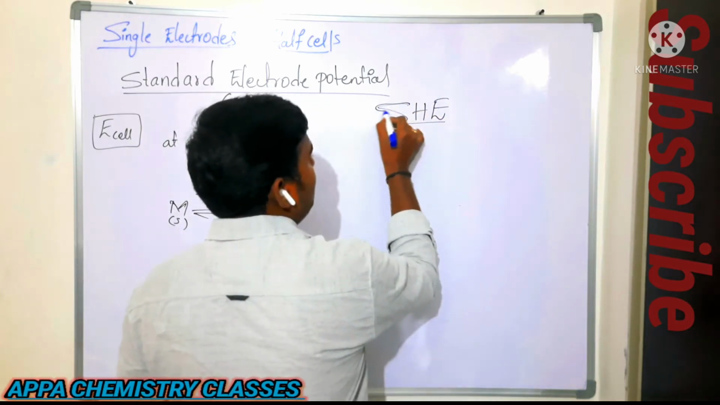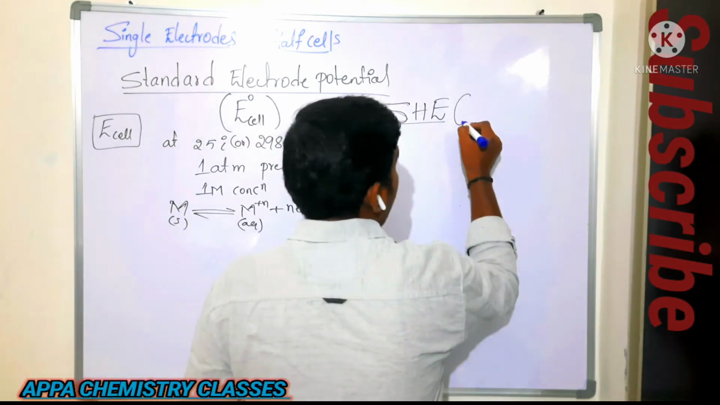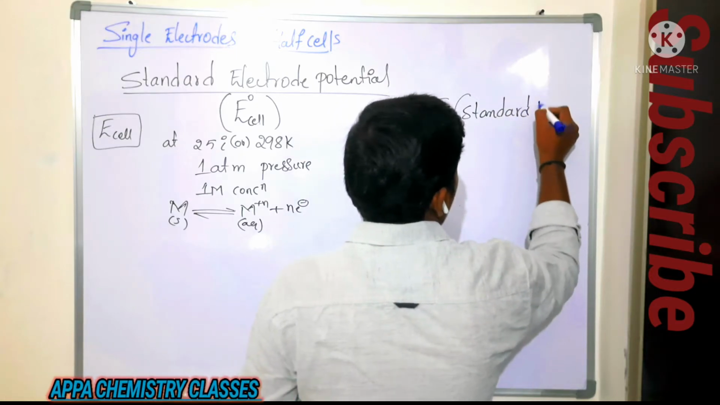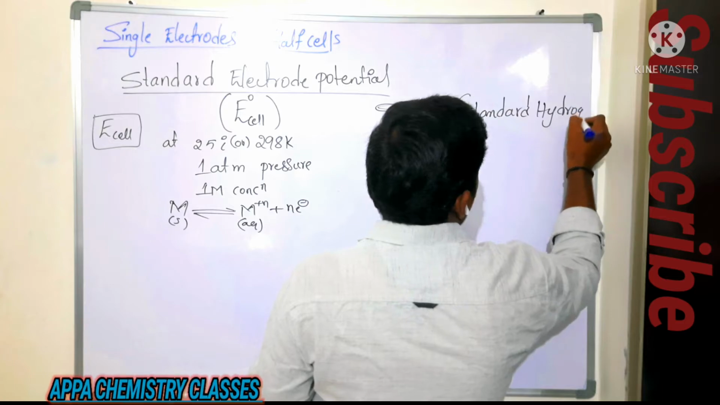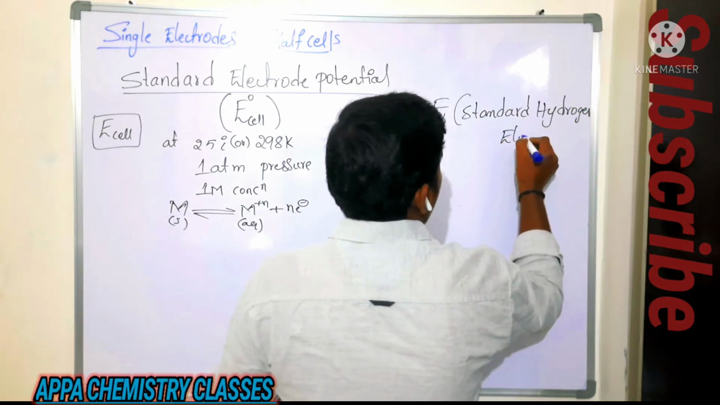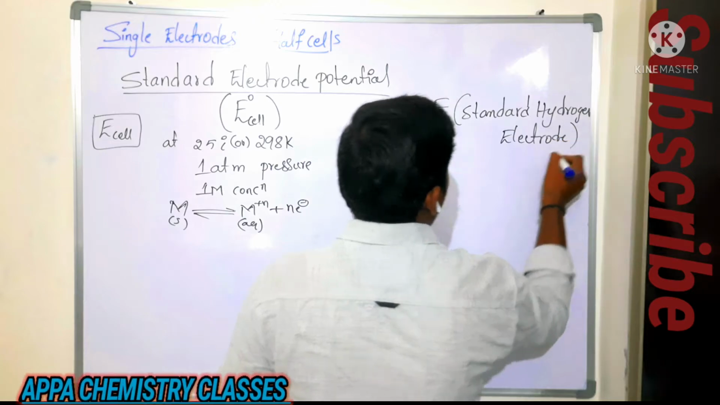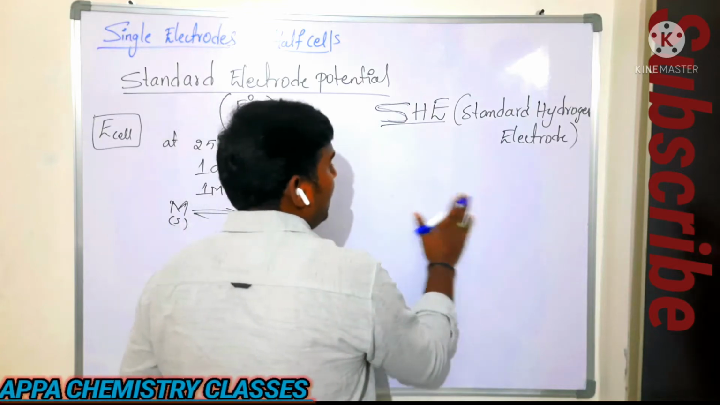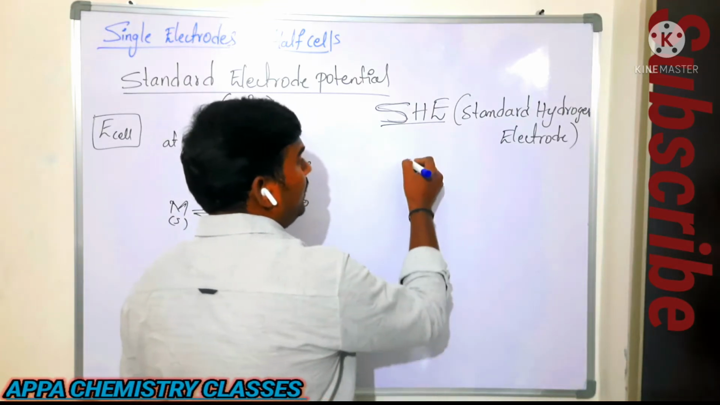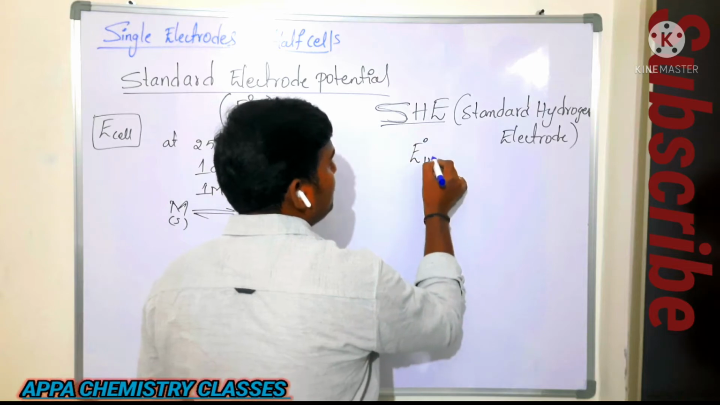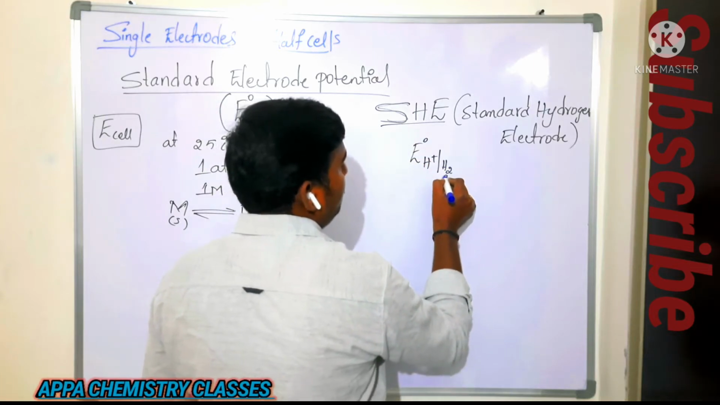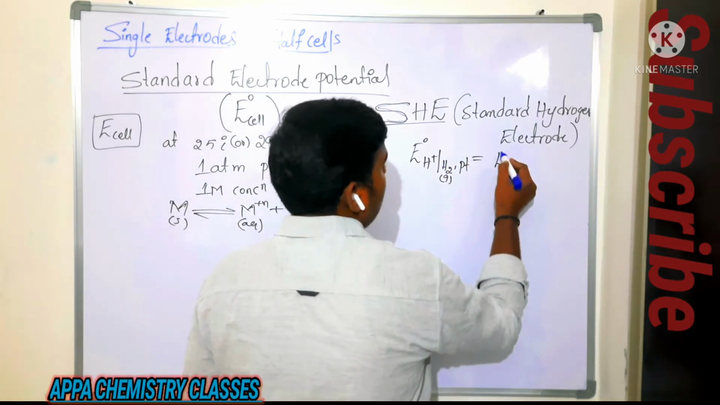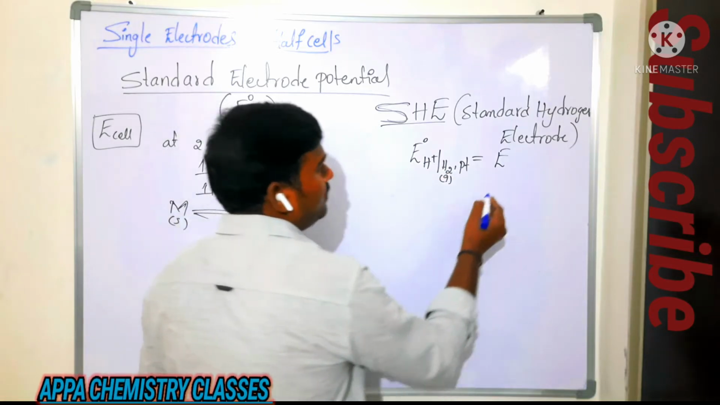So that reference electrode is the standard hydrogen electrode, SHE. The standard hydrogen electrode is the primary reference electrode. Why is it taken as the primary reference electrode? Because its electrode potential is taken arbitrarily as 0. That is the standard reduction potential of hydrogen, H plus to H2, which is nothing but a reduction potential.